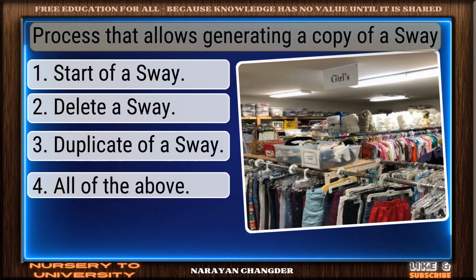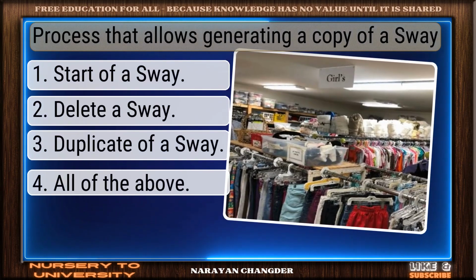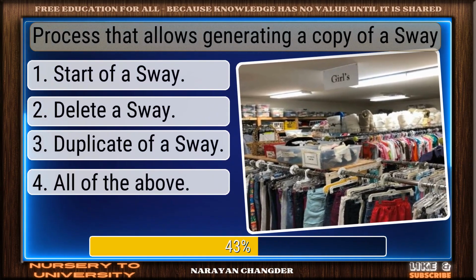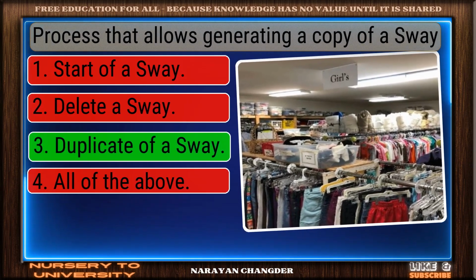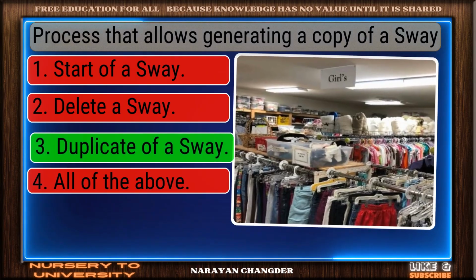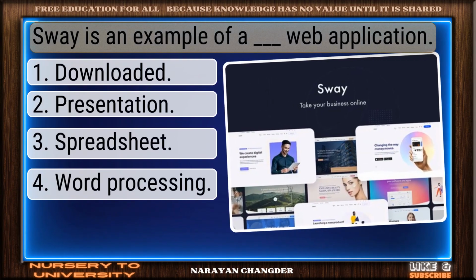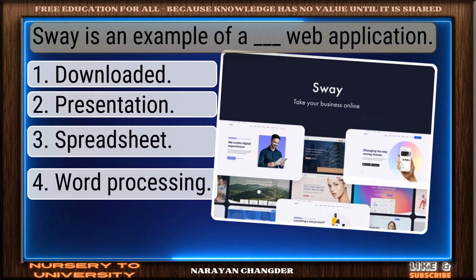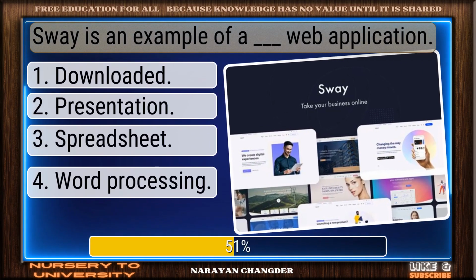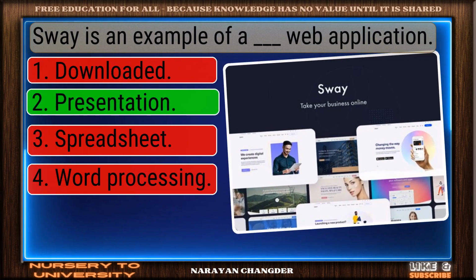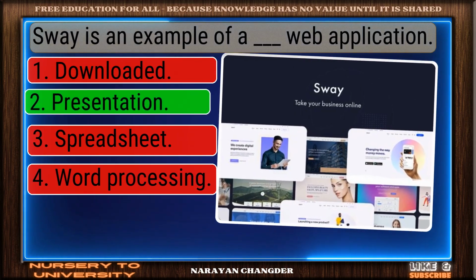Question number 53. Process that allows generating a copy of a Sway. Excellent choice. Duplicate of a Sway is the right answer. Question number 54. Sway is an example of a Dash web application. You got it. Your choice presentation is right.